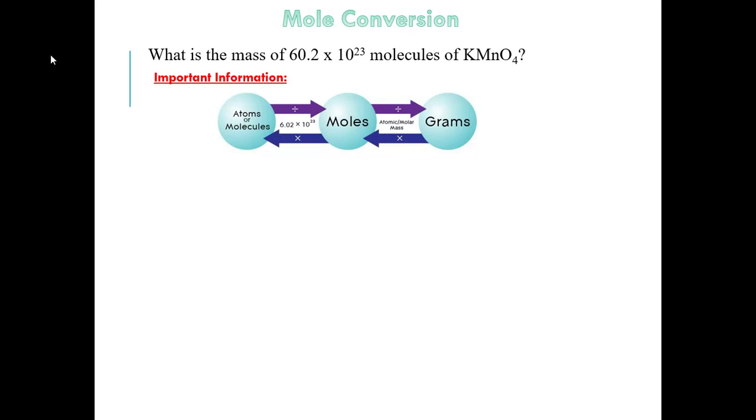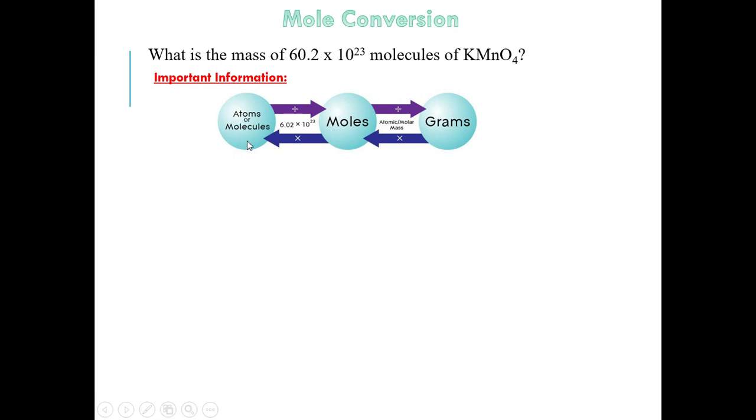Alright, so in this particular mole conversion problem, the question asks us what is the mass of 60.2 times 10 to the 23rd molecules of potassium permanganate. Okay, so here it wants us to find the mass given the number of molecules. So according to this particular flow chart, we're given molecules and it wants mass.